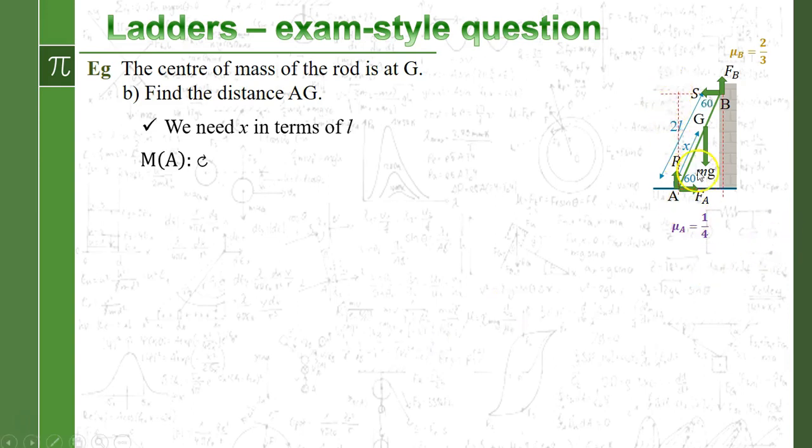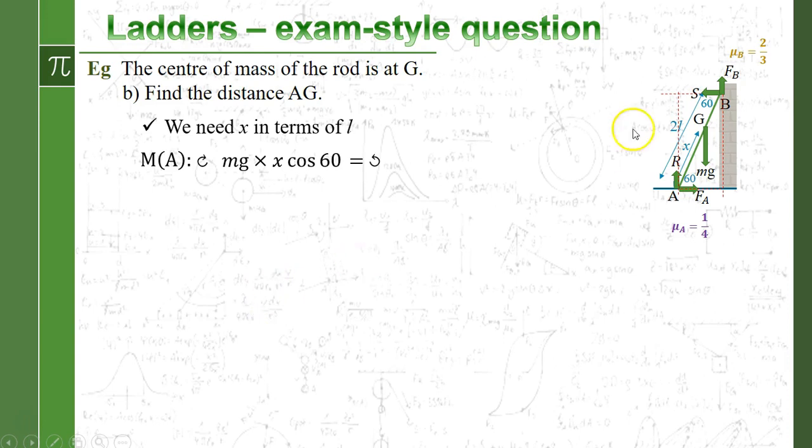I've just put in these extra dotted lines here to help me think about what's going on. If I go clockwise, the only one we've got going clockwise is the weight. So force times distance: we've got mg times the distance, which is x, and it's this horizontal distance here, so x cos 60. And what's that going to equal?